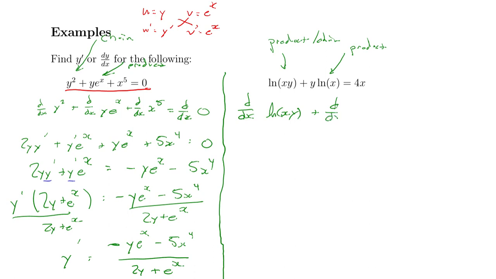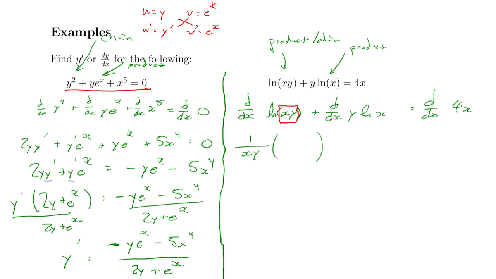The derivative of y natural log of x is going to equal the derivative of 4x. Now, let's start with this one here. We've got this box on the inside of our natural log, so we know that the derivative is going to be 1 over xy times box prime.